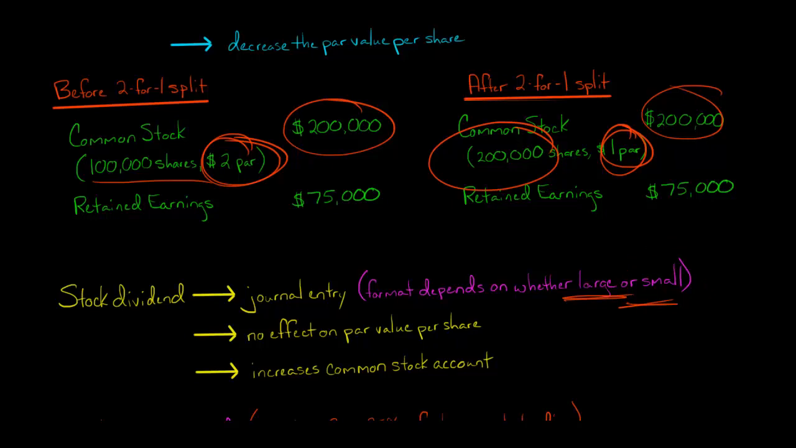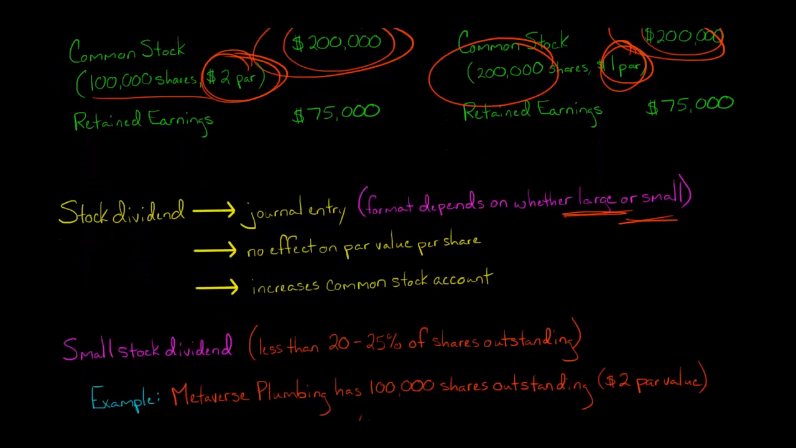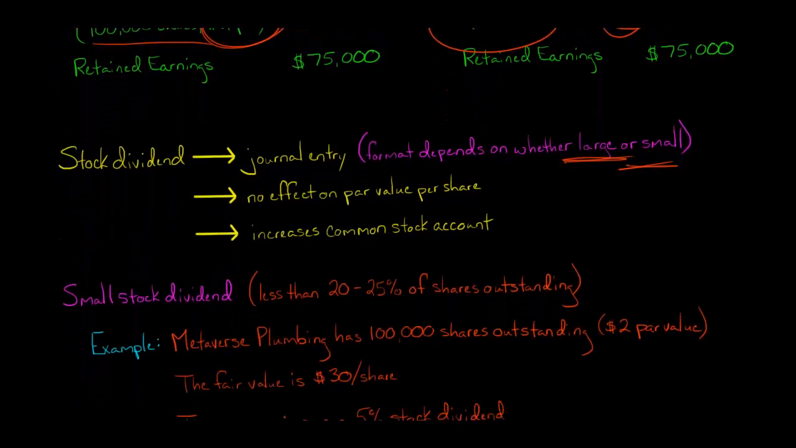And in each case, the common stock account is going to increase. Common stock is going to go up. Again, with the stock split, common stock did not change. The par value per share went down, but common stock remained constant. We didn't even need a journal entry. So let's say we've got a small stock dividend, and by small, I mean the amount of the stock dividend is less than 20 to 25% of the shares outstanding.